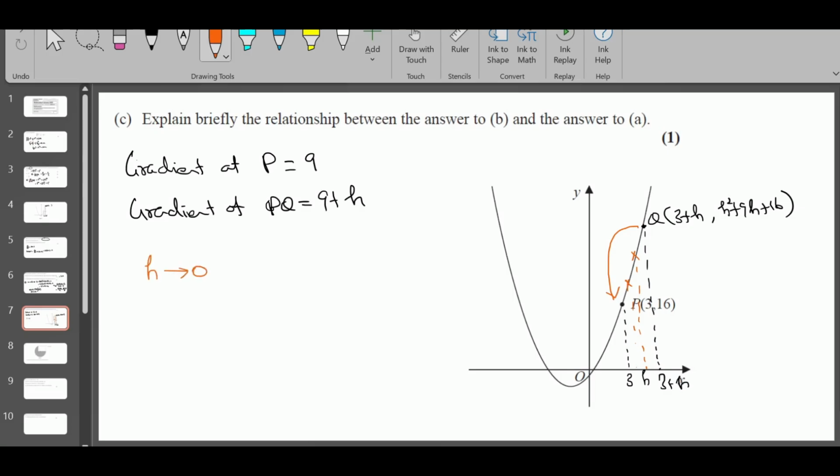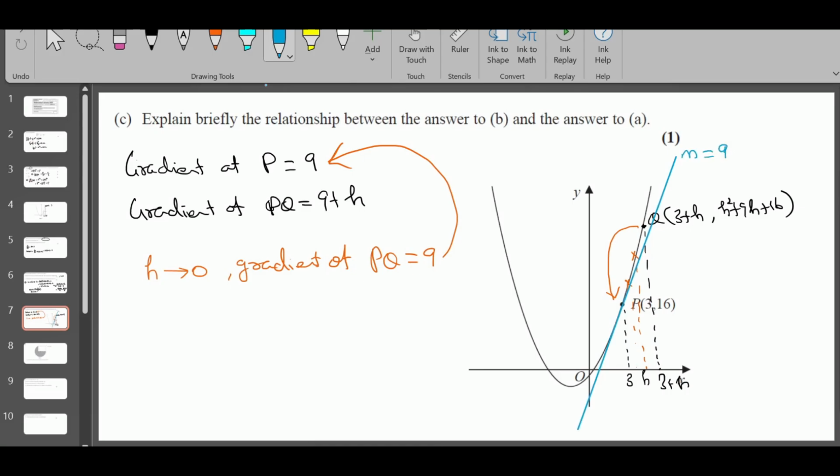When h tends to 0, what will happen when you put h is equal to 0 here? The gradient of PQ is equal to 9, which is same as the gradient of 9. What is the gradient of P at 9? It's a gradient of a line, a tangent line at P. Let's say we have a line here, not this one. I'm going to draw a tangent line at P. Okay. The gradient of this line is 9, right?